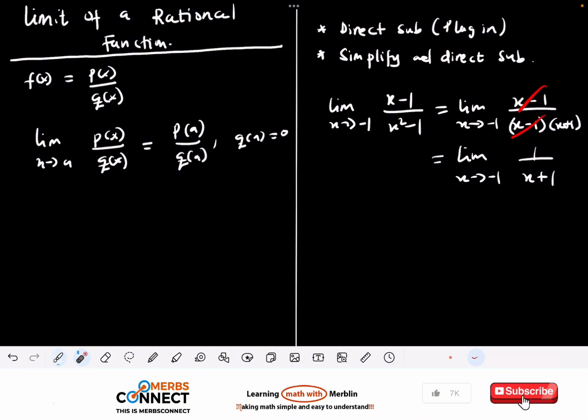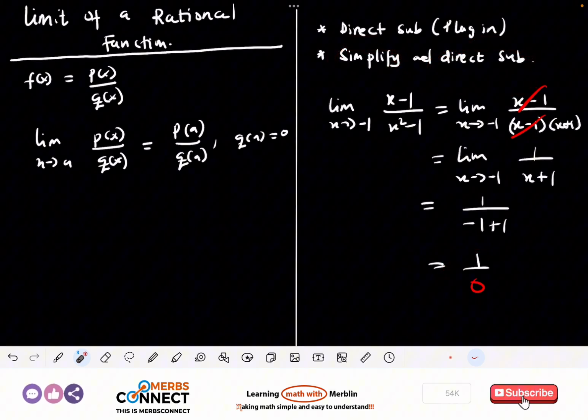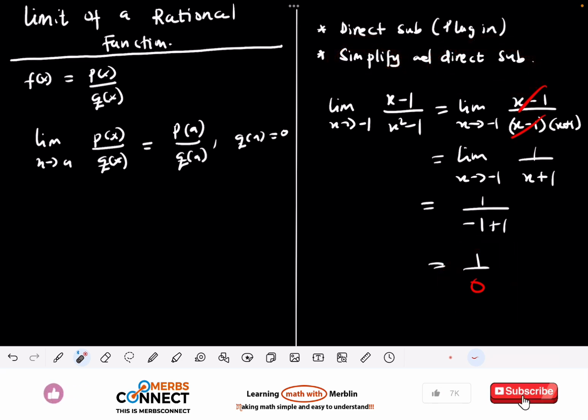Now let's do direct substitution as the process is telling us, direct substitution after the simplification. So this is going to give us 1 divided by -1 plus 1, and this is 1 divided by 0 again. So you see that we have done the simplification, and we've done direct substitution, and we are getting the denominator to be 0 again. So the question is now, what should you do? What is the next step?